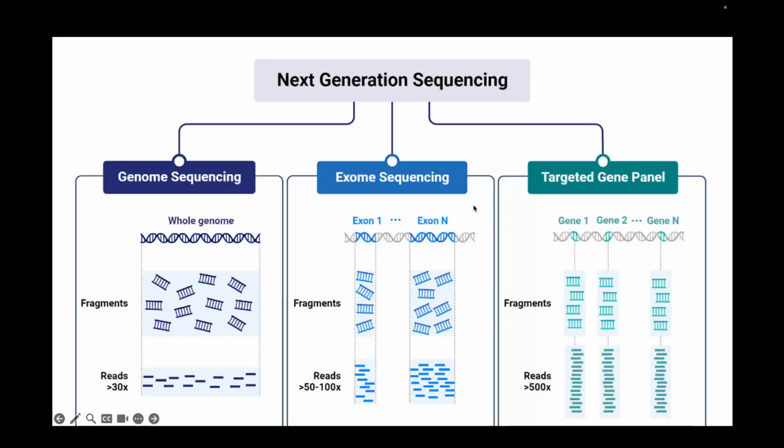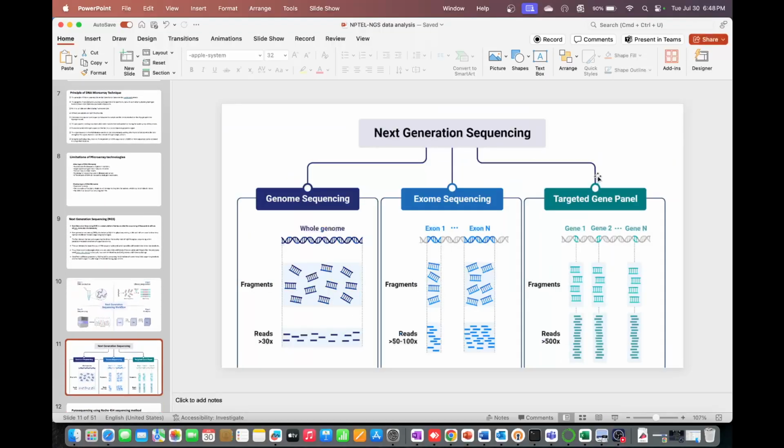So, okay, this was genome sequencing. We talked about exome sequencing, and another is targeted gene panel. What you want is particular regions of the gene that you think are getting mutated, that you think have issues. So you try to target a particular portion of the gene and sequence that particular portion.